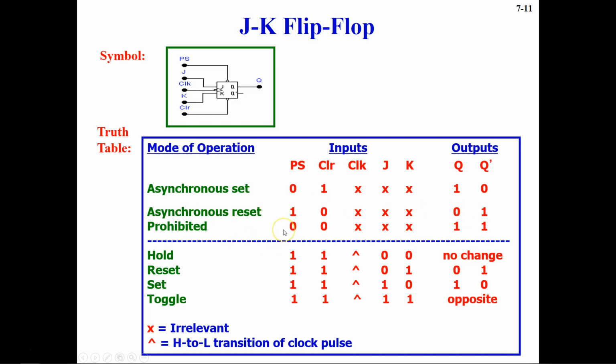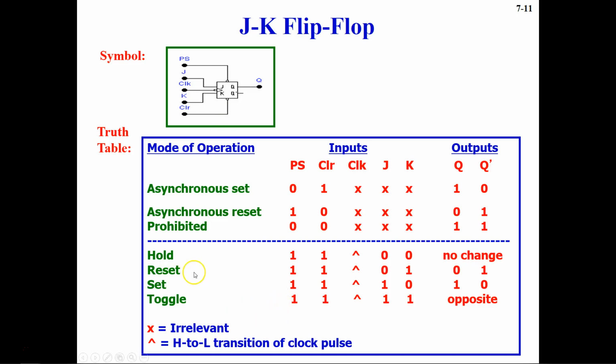And third is a prohibited stage. When preset and clear are both 0, then whatever input you give at these points, clock, J and K, your output is going to be 1 1, which means this stage is not going to be used. So when you have 0 0 at both the inputs of preset and clear, that stage is not going to be used.